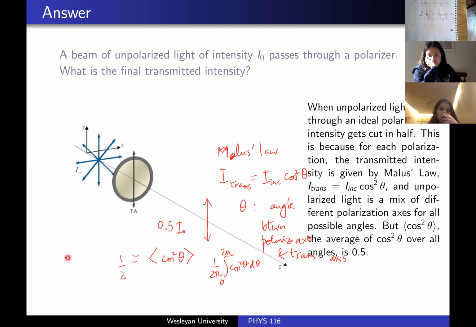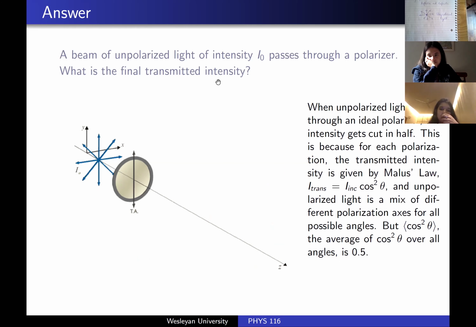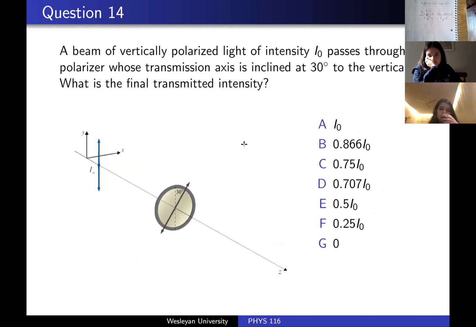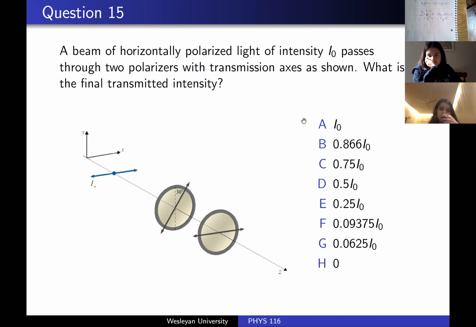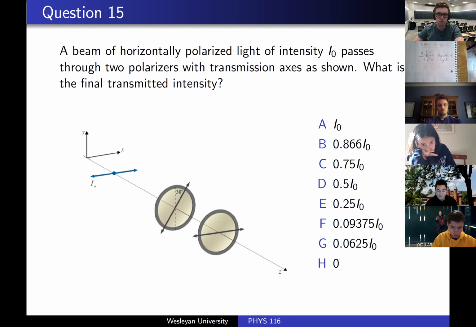Questions? All right. So let's try two polarizers. All right, so majority vote for 0.0625, and that is correct.